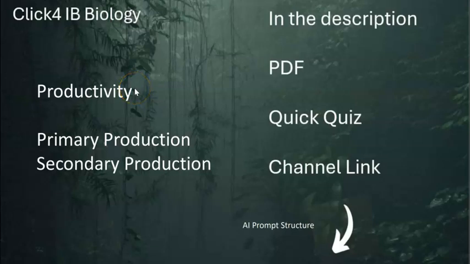Click for IB Biology. Here we're looking at another aspect of ecology, which is productivity. We'll look at two features of this, the primary productivity and secondary production.